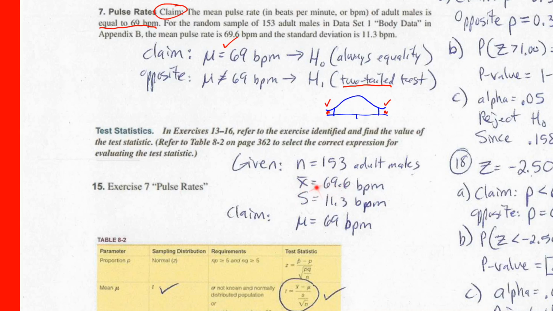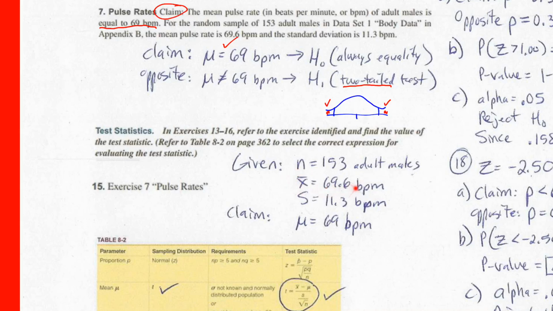This is the average pulse rate. This is the standard deviation for the sample. And then the claim is that the population mean is 69. Okay, so you have two different means. You have the sample mean and you have the claim, which always refers to a population test statistic. Okay, so this is a different symbol. This is claiming for the population of males is 69.